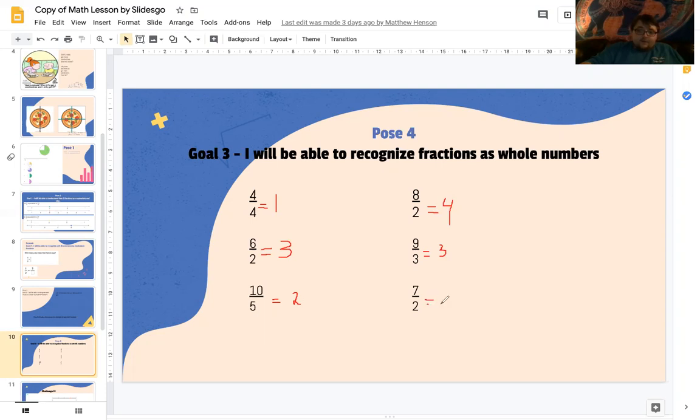7 over 2. Can I divide 2 into 7? Let me see, 2, 4, 6, 8. So I can't divide 2 into 7. So that means I won't get a whole number. Okay, so you have to be careful about that.